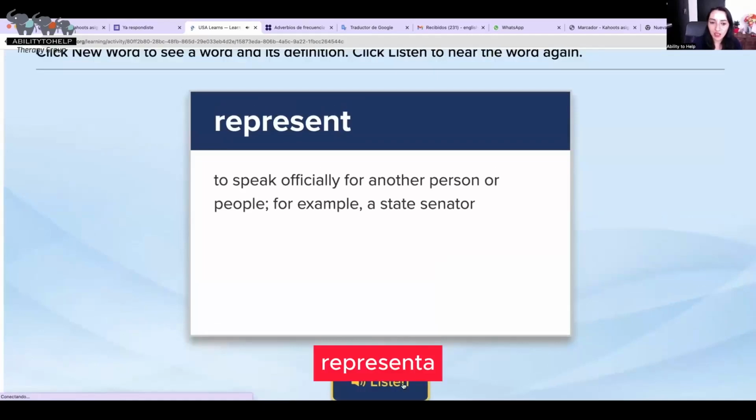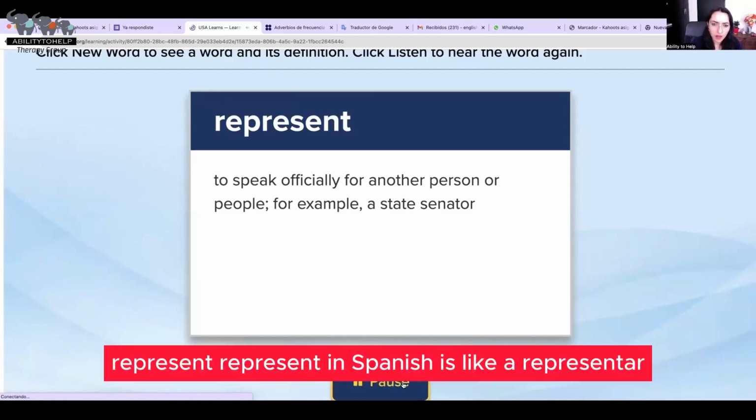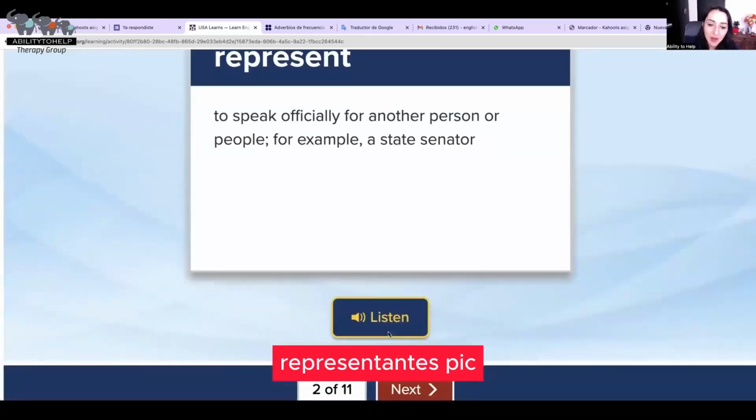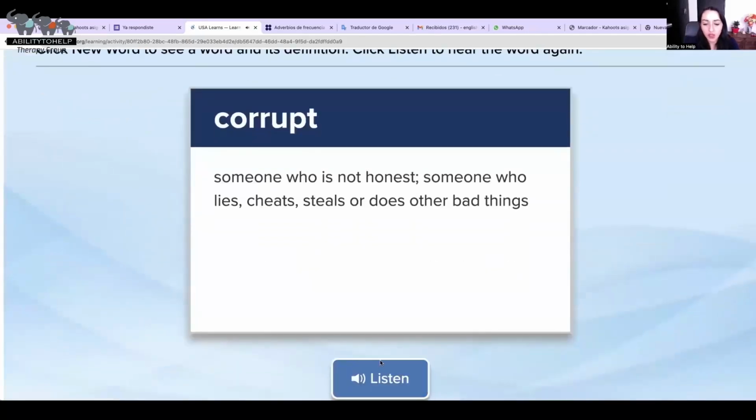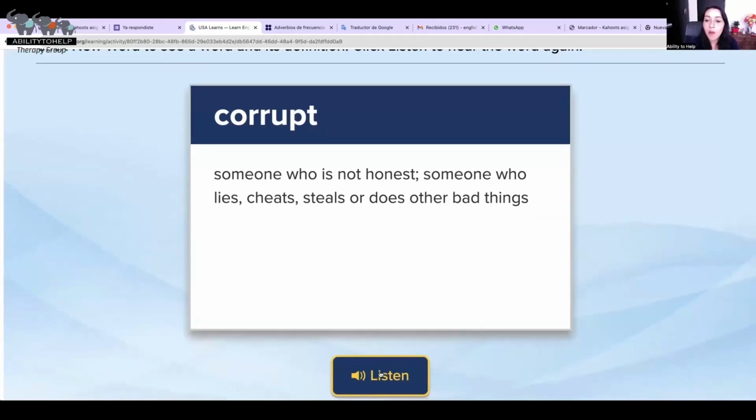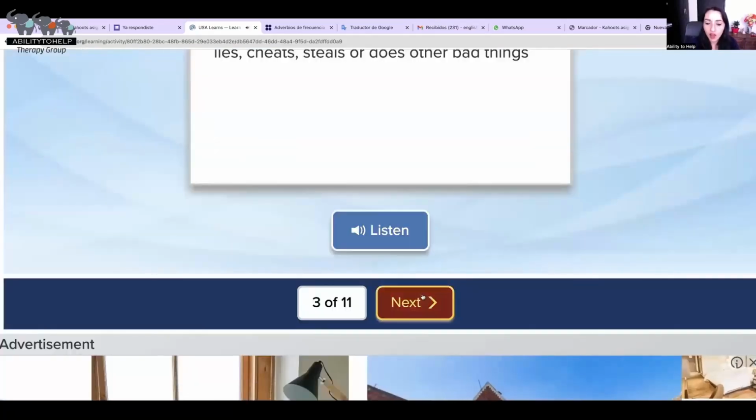Represent. To speak officially for another person or people, for example, a state senator. In Spanish, it's like representar, representante. Speak, hablar, representar. Okay. Corrupt. It's like Spanish. Someone who is not honest, someone who lies, cheats, steals, or does other bad things. This is corrupt.